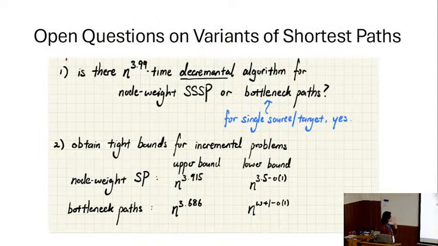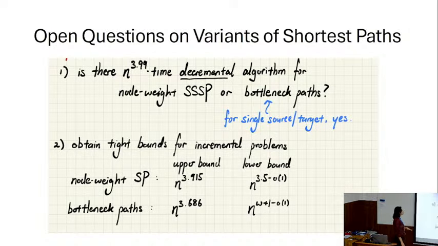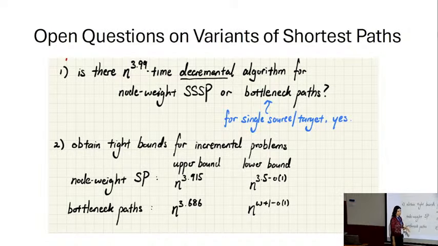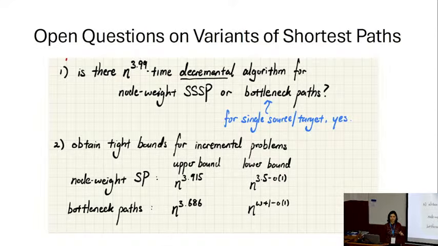So just some final thoughts on open questions. Just from our work, these are immediate open questions. For example, for the incremental setting, we have node weighted shortest path and bottleneck paths. We give algorithms better than n to the 4, but we do not know how to do it for the decremental setting. Again, the incremental setting algorithm is very simple.